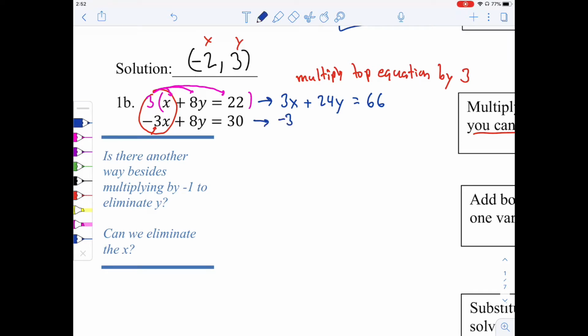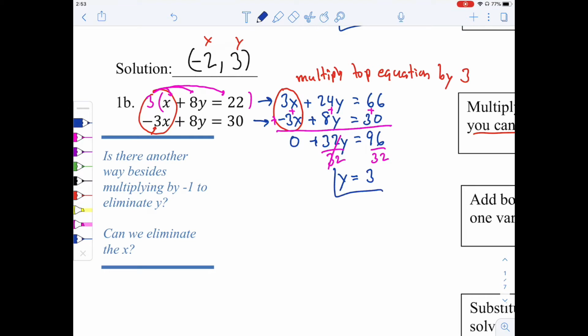The bottom equation, we did nothing to it, just bring it over. So now you can see that our x's are going to add to eliminate. We modified our top equation so that we could add to eliminate, and that was our goal. So we're adding. This is 0 now, 24y plus 8y is 32y, 66 plus 30 is 96. Then we can divide by 32, y is equal to 3.